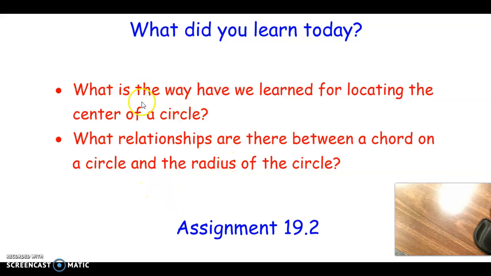We just talked about the one way we have for locating the center is to find the perpendicular bisector of 2 chords and find where they intersect. And we just reviewed the relationships between the chord and the radius of a circle. So you are ready to do assignment 19.2.